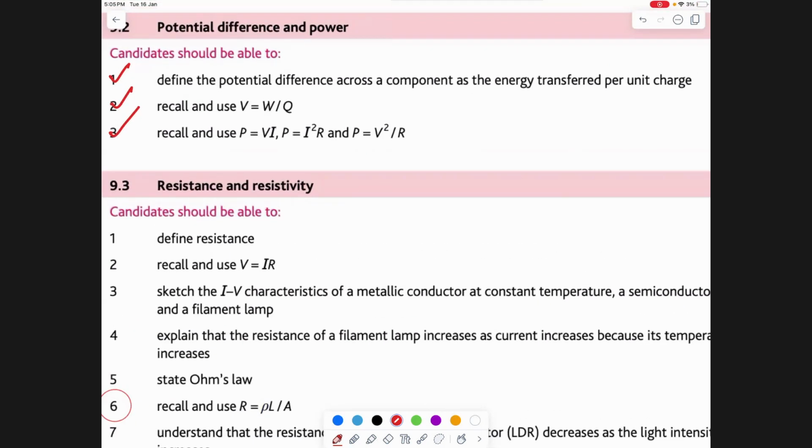So tell me, where is the problem here? Potential difference, what it is, the approach V equals W by Q, P equals VI, I square R, V square by R. See, it's a recall and use. Or when you recall what they are used for in your syllabus, what does it mean?